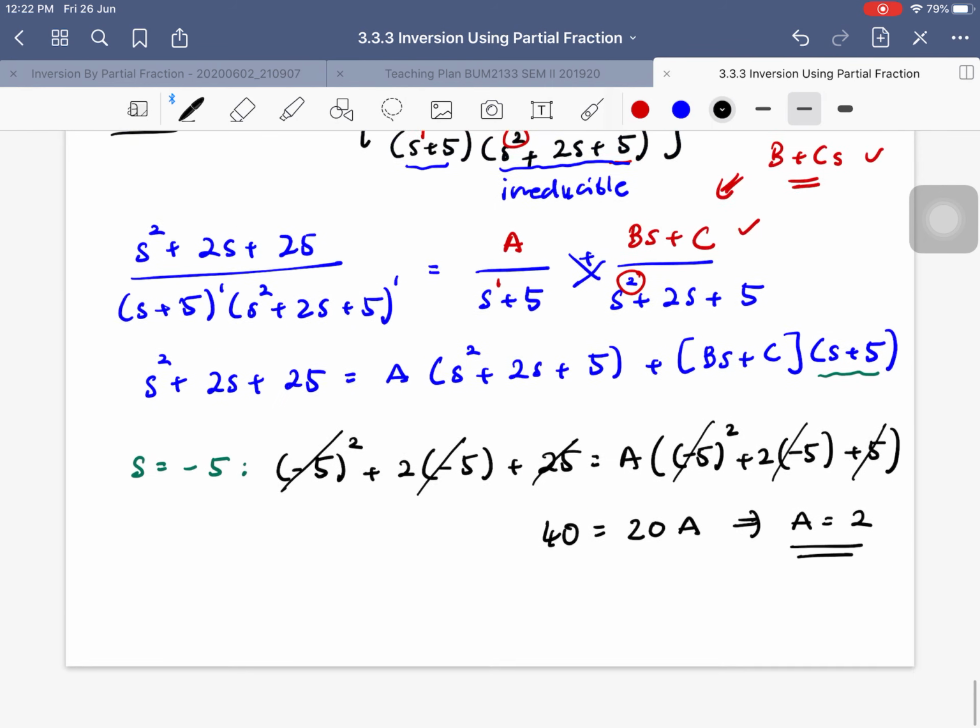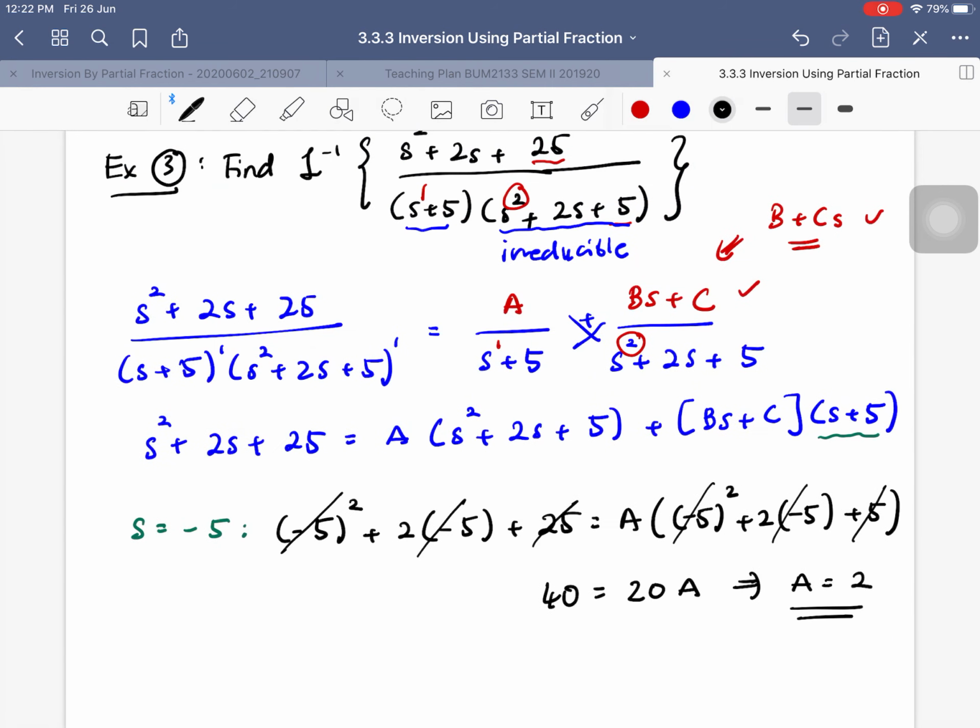Alright, so now that I already have the value of a, I'm going to find the value of b and also c. So you have 2 choices here for how to find the value of b and c. The first choice is that you pick any value, like what I did before, I picked 0. You can pick any value, and then you'll end up with a simultaneous equation, and from that you're going to find the value of b and also c. So that is one way.